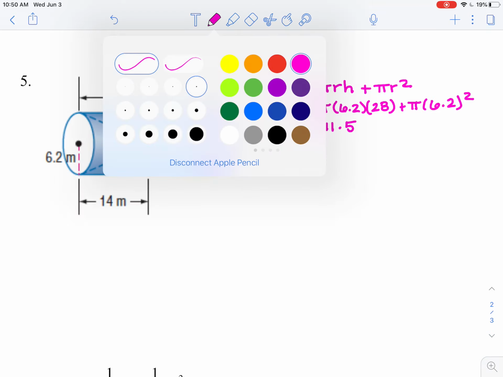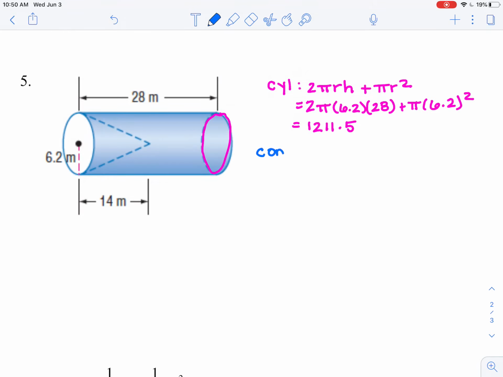Now when we think about the cone drilled into the left side of this picture, for the cone, we're again only going to calculate the lateral area. We're looking at this curved portion of the cone, but the base on the left side is still left open. So that's our pi times the radius times the slant height. Our cone has a radius of 6.2 as well, but we're missing the slant height.